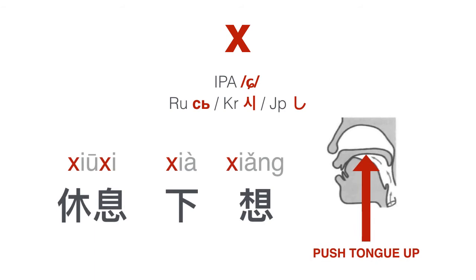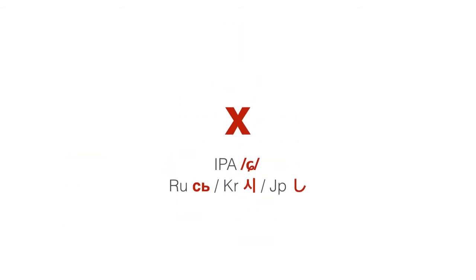Here's some examples. The word to rest is 休息. If you're getting 休息 wrong, just make sure to push the tip of your tongue against the hard palate. So it's not 休息, it's 休息. Next, the word for downward is 下. And the word for to think is 想. All right, so that is the xi sound.